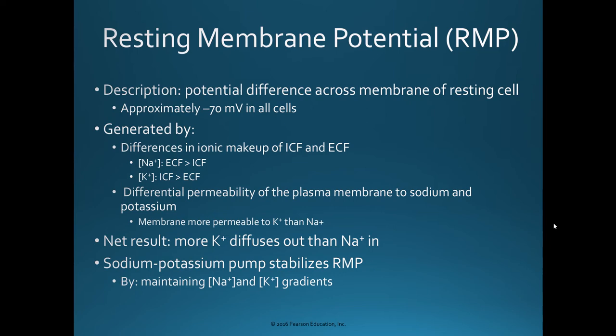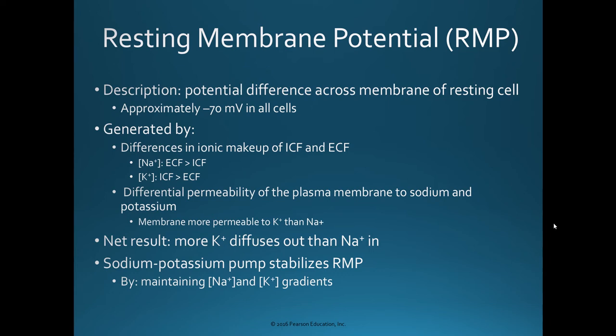Well, when ion concentrations are different across a membrane, with a high concentration in one area and a low concentration of that same ion in another area, they're going to diffuse. But in our cells, they don't diffuse evenly. The plasma membrane is much more permeable to potassium than it is to sodium. We have more ion channels for potassium than for sodium. The net result, as both of these ions diffuse, is that more potassium diffuses out of the cell down its concentration gradient than sodium diffuses into the cell down its concentration gradient.